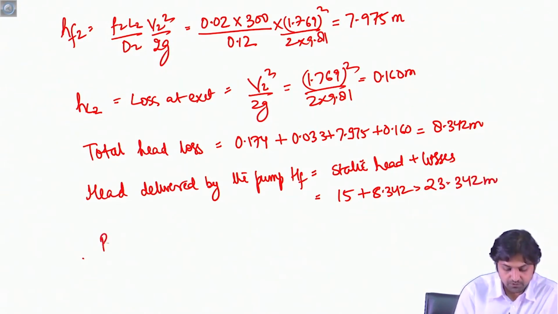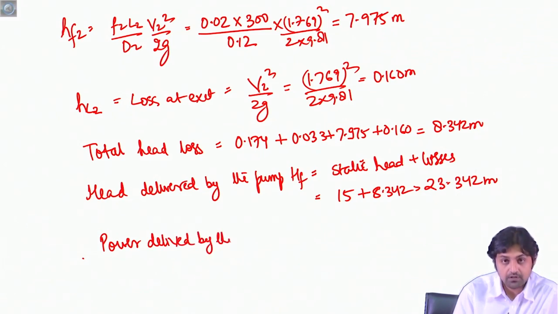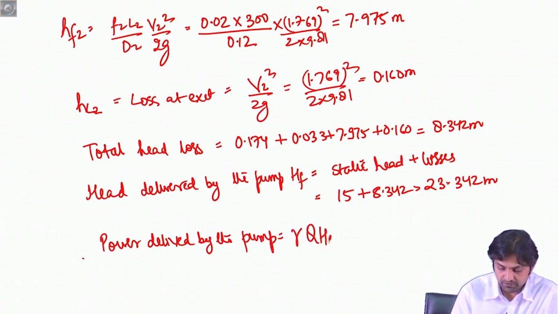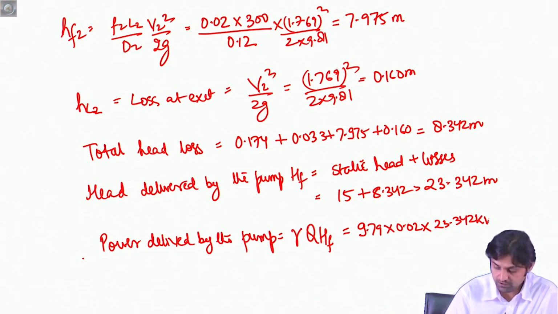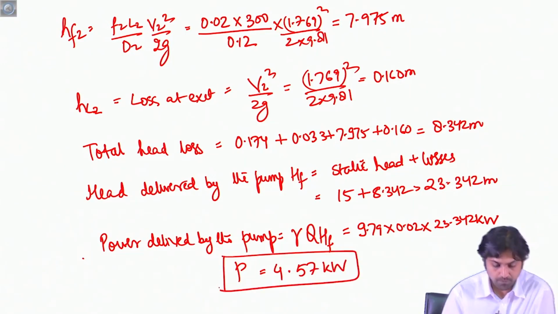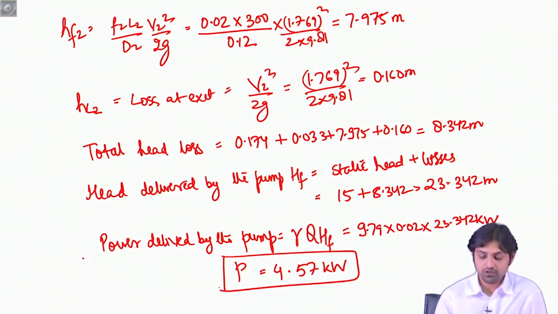Therefore, the power delivered by the pump is gamma Q H, where H is the total head. So 9.79 into Q, which is 0.02, into 23.342 kilowatt. If you calculate, you get 4.7 kilowatt. Okay, so the first part we have got this as the answer.